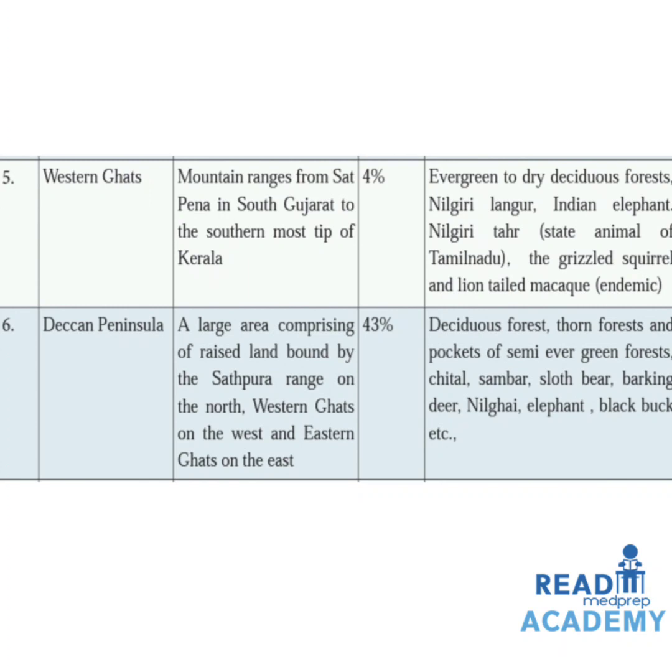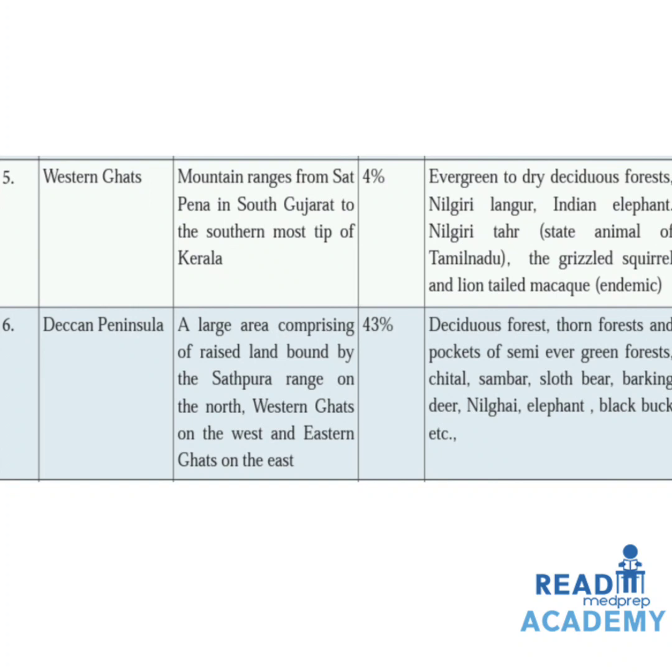Number 6 is the Deccan Peninsula, which is the largest area that is occupied. It's about 43%, comprising raised land bound by the Satpura range on the north, the Western Ghats on the west and the Eastern Ghats on the east. The biota: the deciduous forest, thorn forest, pockets of semi-evergreen forest, chital, sambar, sloth bear, barking deer, nilgai, elephant, black buck, etc.